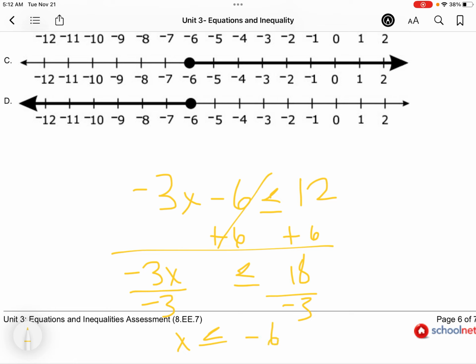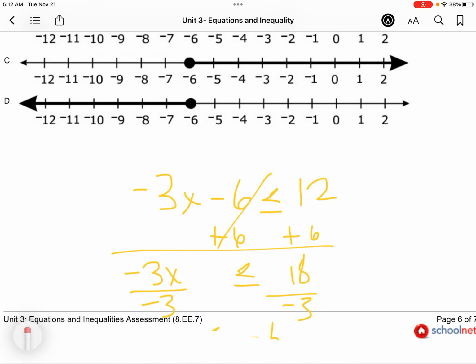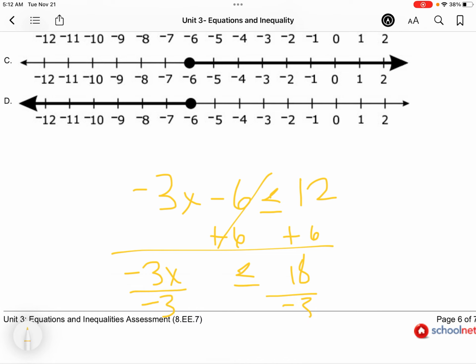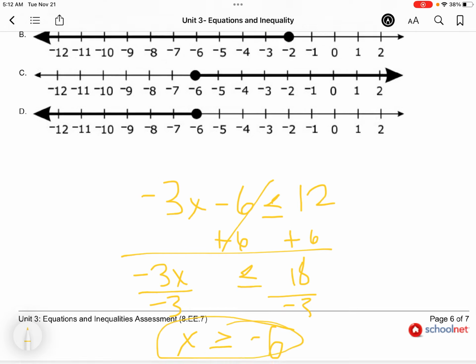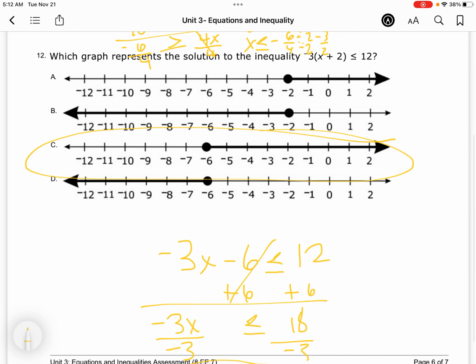But what did I forget to do? I forgot to reverse the inequality, because when you divide by a negative number, you have to reverse the inequality. So let's try that again. So x is greater than or equal to negative 6. So it should have been C.